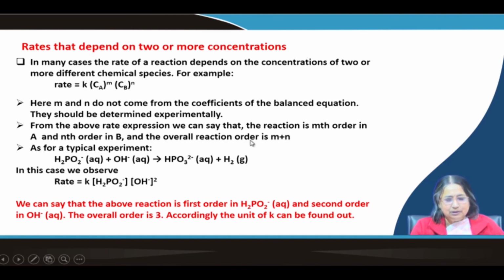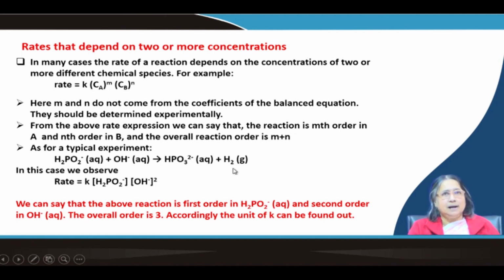From the above rate expression, if you get this type of expression, then you can tell that the reaction is mth order in A and nth order in B, and the overall reaction order is m plus n. A very nice example here is the reaction of H2PO2 minus and OH minus in aqueous phase to give HPO3 2 minus and hydrogen gas.